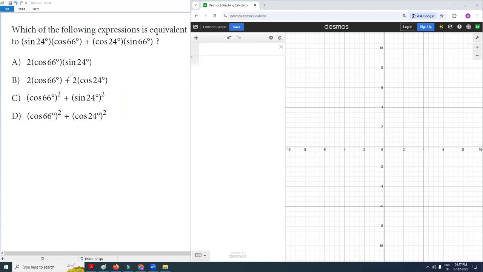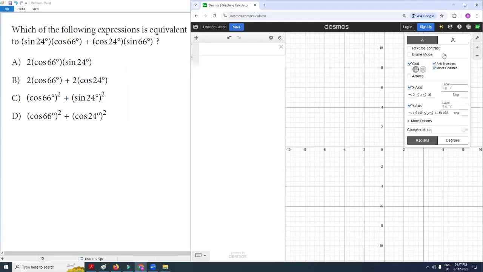Here, each angle measure in the question is given in degrees, but in Desmos the angle measure is in radians. Our first task is to change the angle measure to degrees in Desmos. For that, we go to the graph settings in the top right corner and click on it. Here, the angle measure is in radians. Click on degrees. Now, in Desmos, the angle measure is changed to degrees.